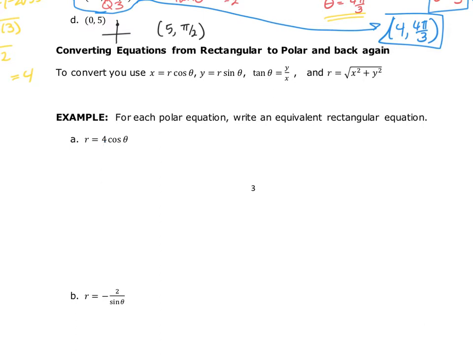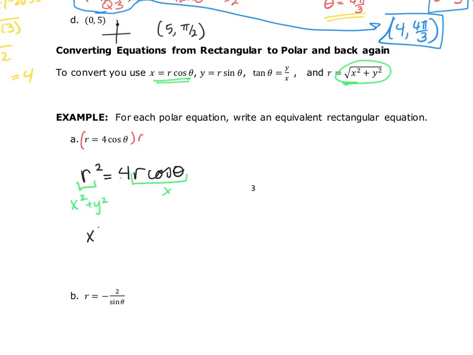So what I can do is, since this is an equation, I can multiply both sides by r. When I multiply both sides by r, I get r squared is equal to 4r cosine of theta. Now, this part is x. This part is x squared plus y squared.